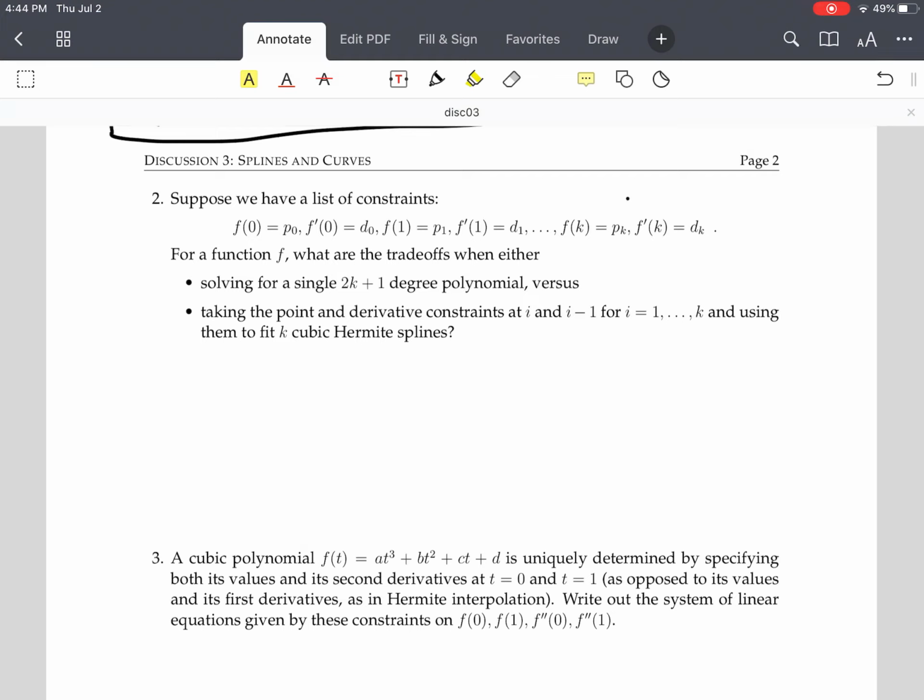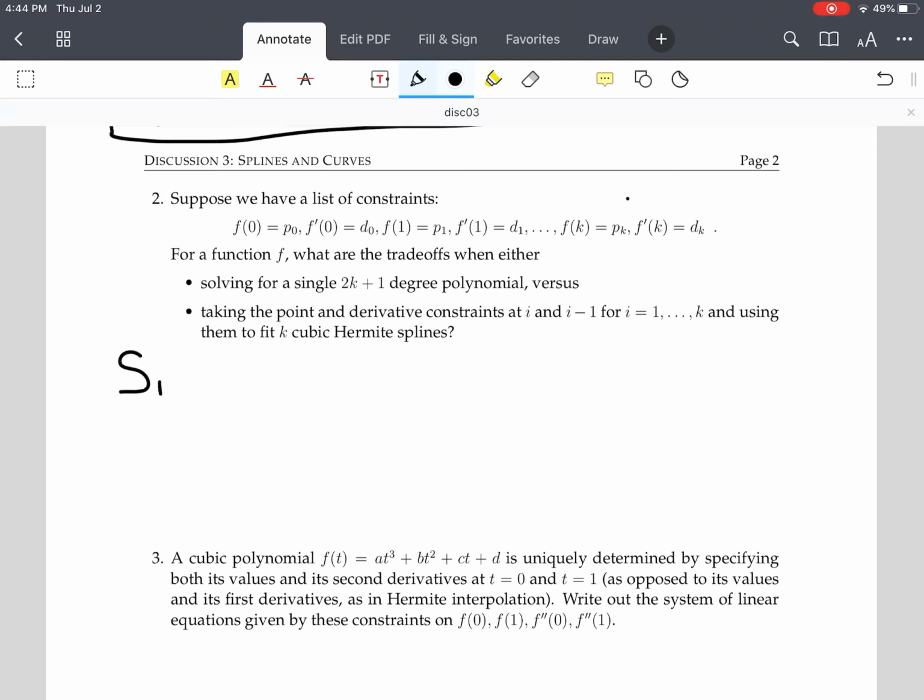Or we can fit k separate cubic Hermite splines. So that would be k cubic polynomials that would also go through these points, also have these derivatives, but they would be multiple polynomials that we all put together. Okay, so what this question is asking is, what are the trade-offs here? So let's go ahead and check the actual discussion solutions for this. It goes into a lot more detail than I will here, but I'm just going to go over the key points.